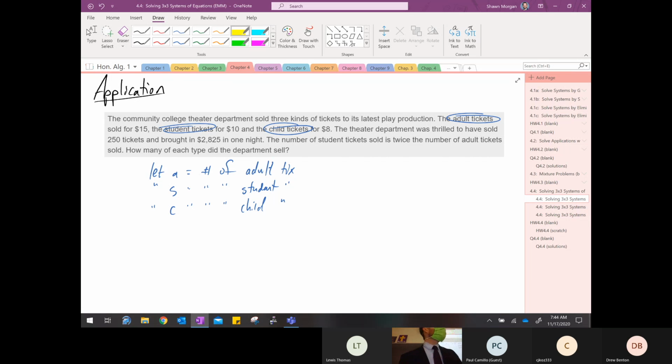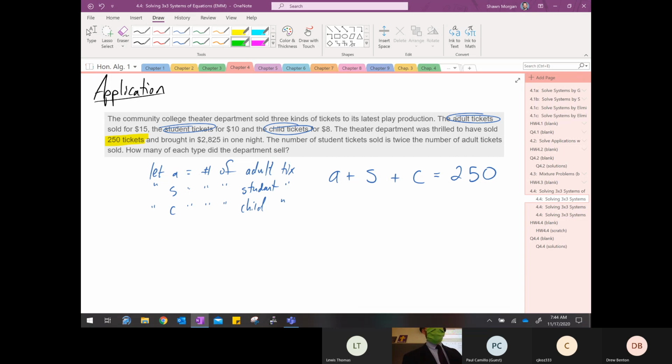I'm going to highlight the info that's going to tell us each equation, all right? So they sold 250 total tickets. George, write me that equation. It's going to use all 3 of our variables. A plus S plus C equals 250. Very good. That's my first equation. That's the easiest equation to come up with. That's just quantities. How many tickets did they sell altogether? Well, A plus S plus C gets that job done nicely. So we use the 250.